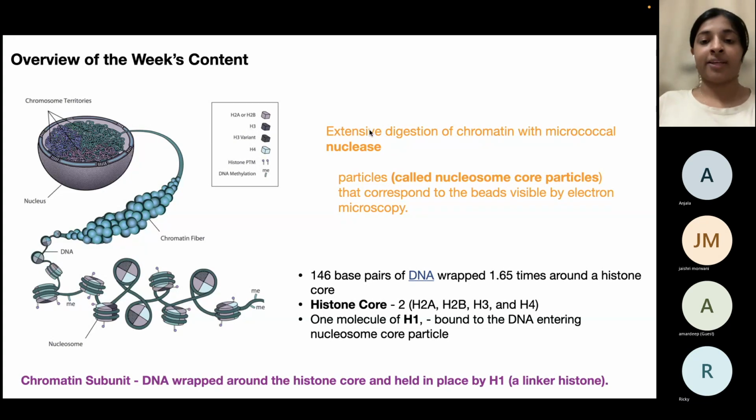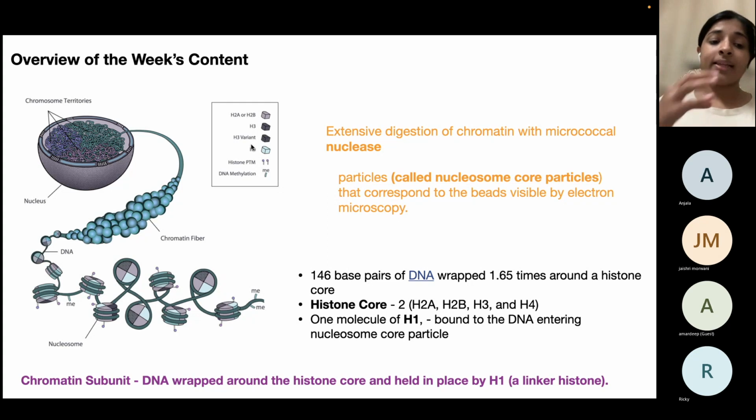To summarize, the extensive digestion of chromatin with nucleases found that there are some proteins that are constantly bound to the DNA that make chromatin the beads-on-string-like structure. These particles later came to be known as the nucleosome core particles that are made up of proteins known as histones. It essentially contains 8 histones, dimers of H2A, H2B, H3, and H4. They come together, and this octamer has 146 bases of DNA wrapped 1.6 times around it. It's not entirely 2 times, it's wrapped 1.6 times around it.